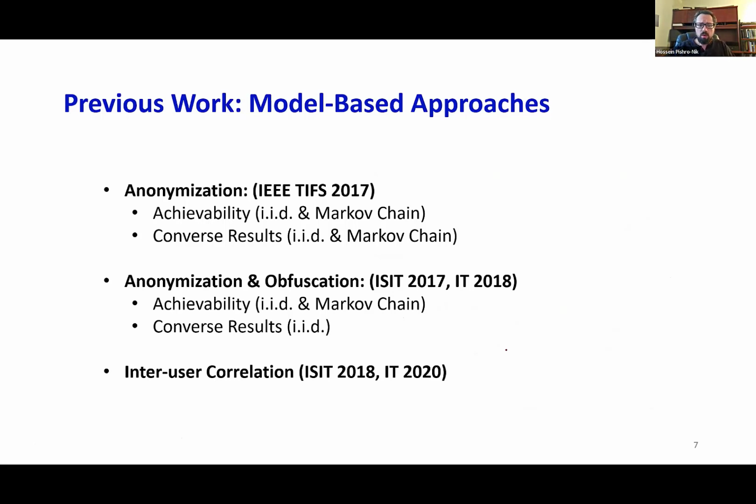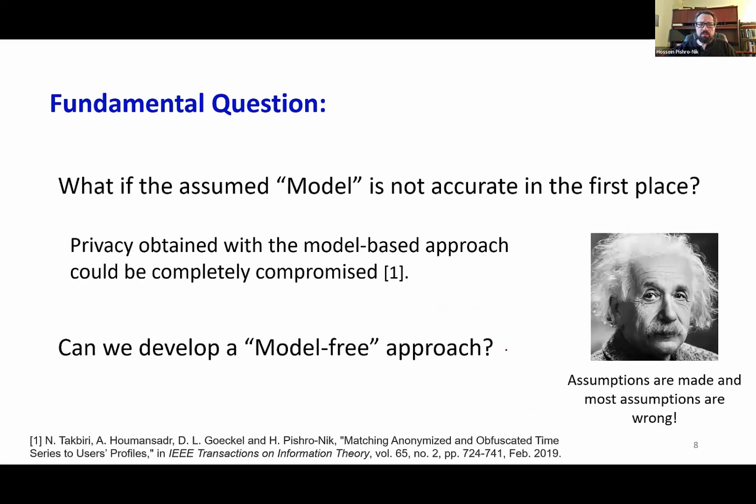Okay, so that's one approach to the problem. But there is a fundamental question here. What if the assumed model is not accurate in the first place, right? I said the data, for example, is a Markov chain, right? Now, it's quite possible that the model that we assume is not accurate, right? And this is, in fact, quite possible for real data, because in real life, things are changing, dynamics are changing, things are evolving, many things depend on each other. So we really do not have a fixed statistical model that we can assume and then develop our privacy mechanism.